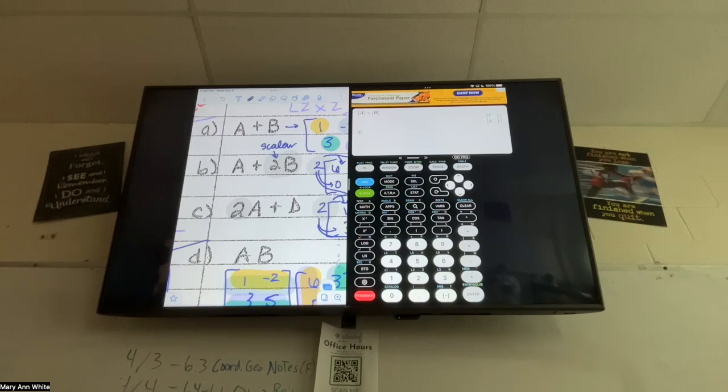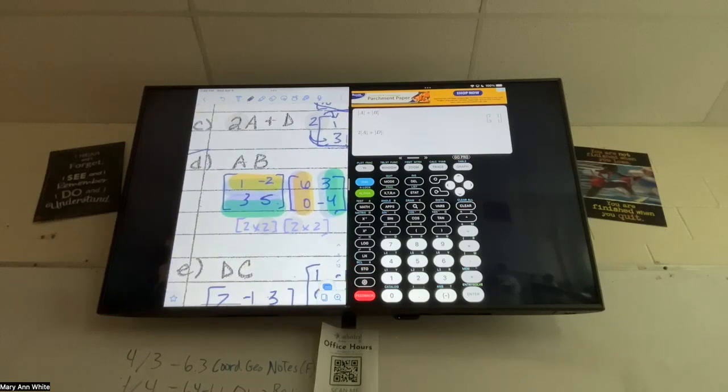So we're going to type 2, and then we're going to go get our matrix A, and then we'll press plus, and then I'll go back and get my matrix D. So see how it looks exactly like 2A plus D? We know by hand it shouldn't work, so let's see what the calculator's error message is to us.